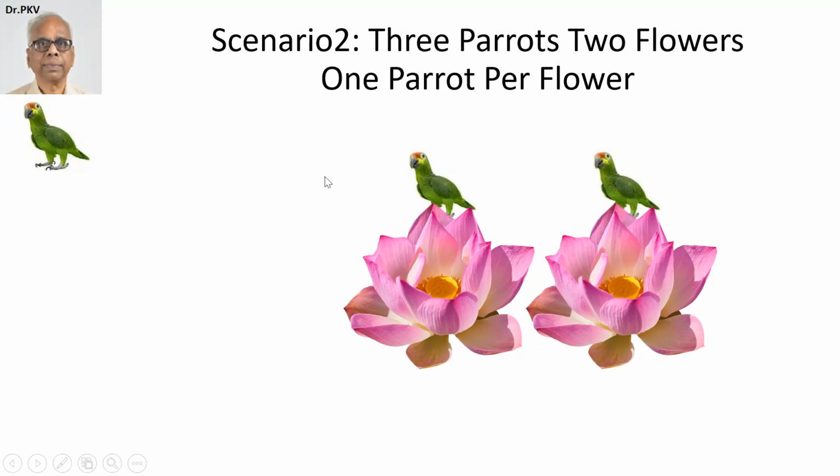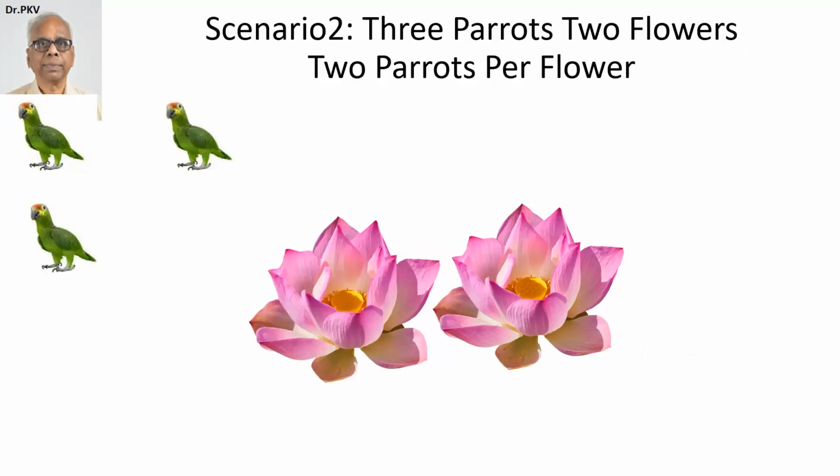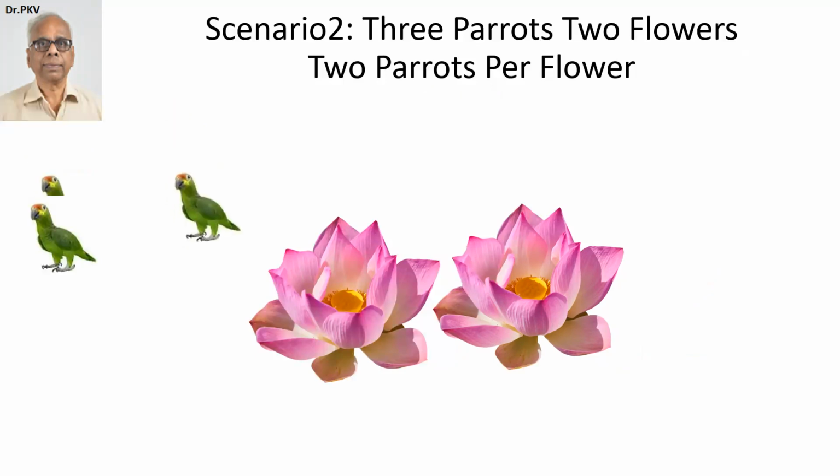Suppose I move to the next situation, scenario two, two parrots occupy one flower. Then what happens is, not only one flower is left out, one parrot is also left out. In other words, this is not also the possible solution. No doubt the first condition is fulfilled, but the second condition, one flower is extra, is fulfilled, but one parrot is also left out. So this is also not the solution.